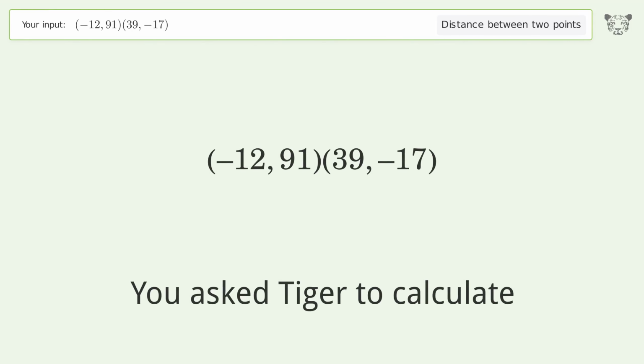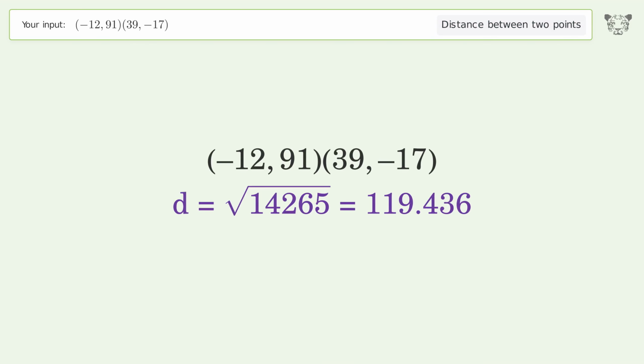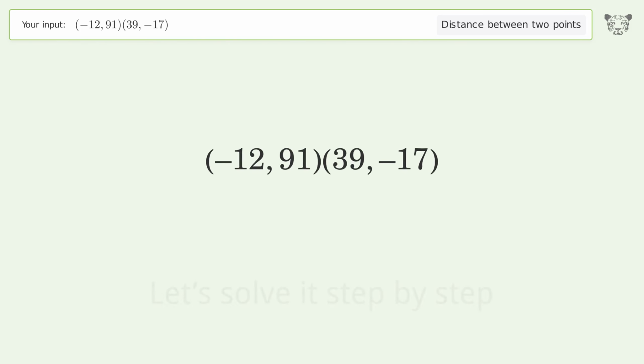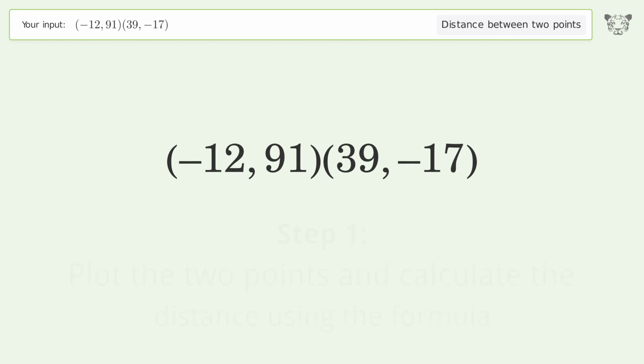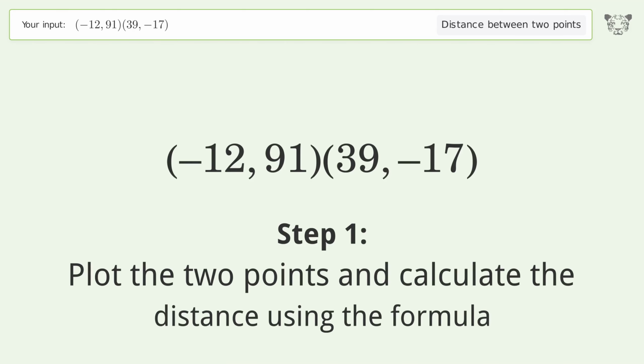You ask Tiger to calculate. This deals with the distance between 2 points. The distance between the 2 points is the square root of 14,265 or 119.436. Let's solve it step by step. Plot the 2 points and calculate the distance using the formula.